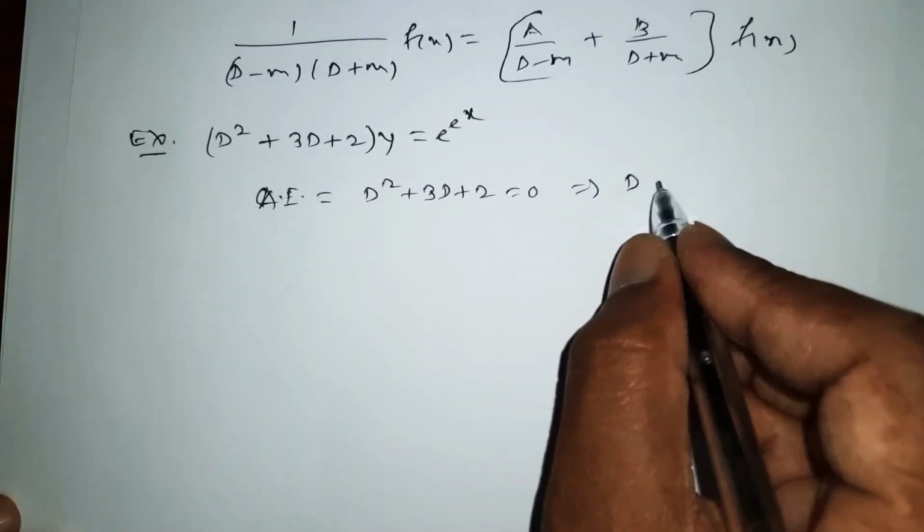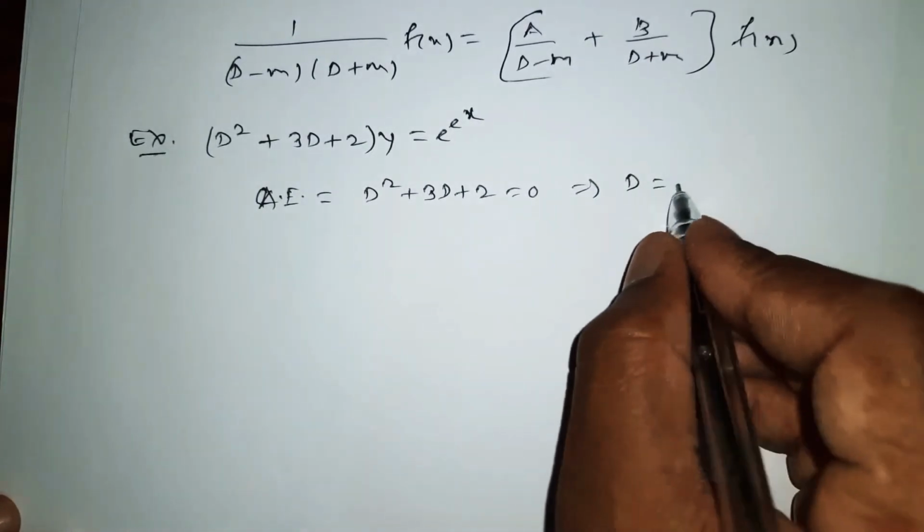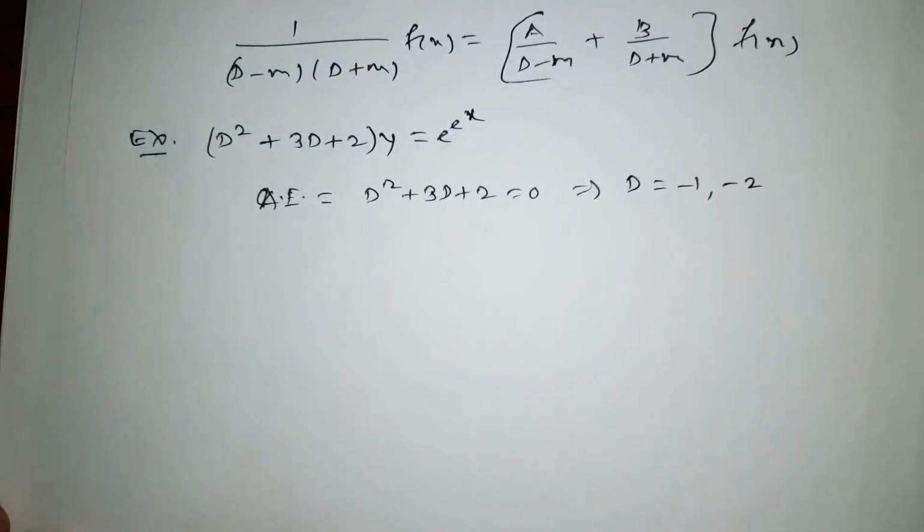From that I get two roots. Which are the two roots? D is equal to minus 1 and minus 2. You can do your own. Minus 1 and minus 2, these are the two roots.